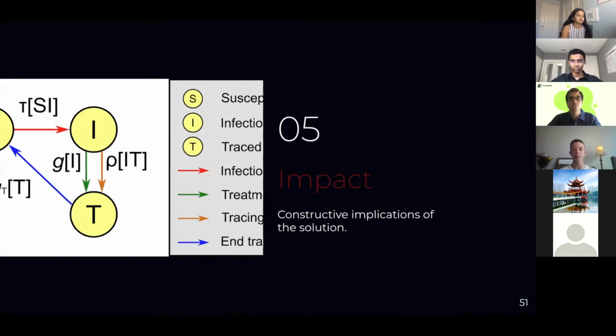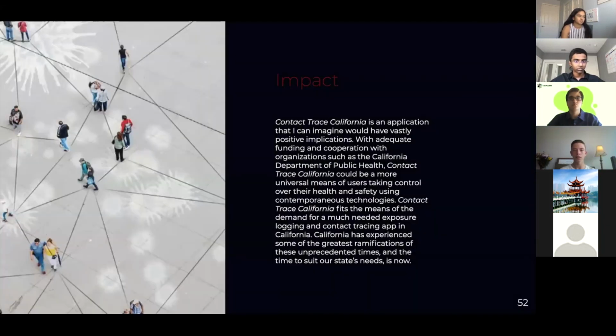This is the impact of my solution. Contact Trace California is an application that I can imagine would have vastly positive implications. With adequate funding and cooperation with organizations such as the California Department of Public Health, Contact Trace California could be a more universal means of users taking control over their health and safety using contemporaneous technologies. Contact Trace California fits the demand for a much-needed exposure logging and contact tracing app in California. California has experienced some of the greatest ramifications of these unprecedented times, and the time to suit our state's need is now.